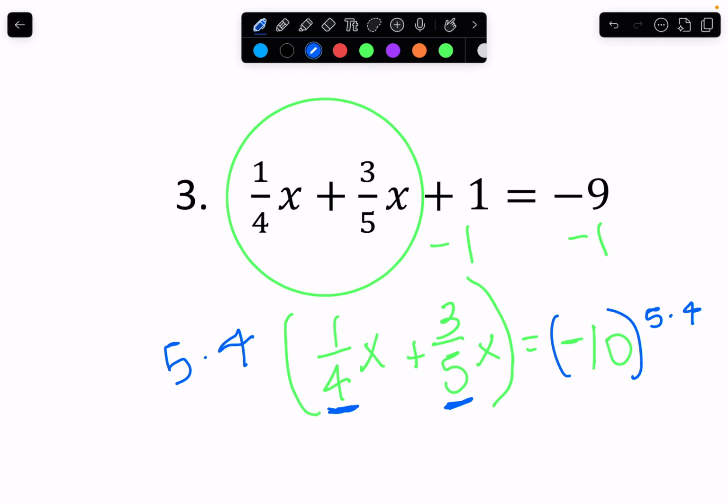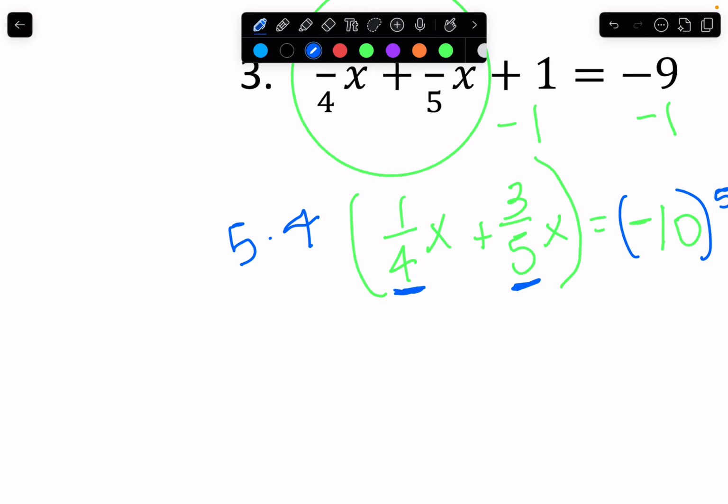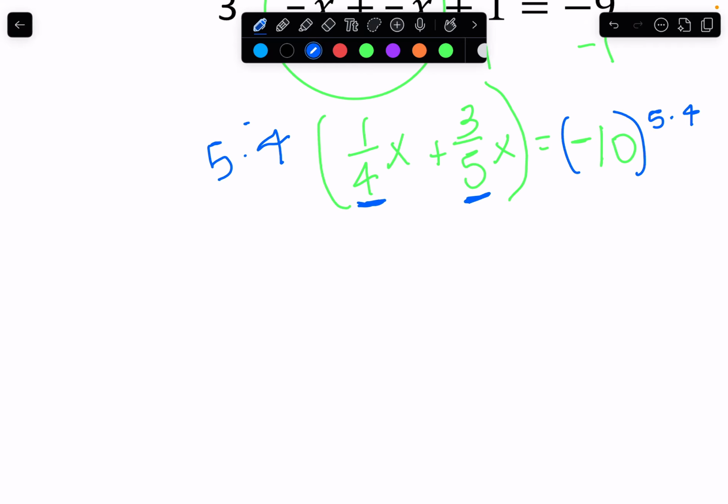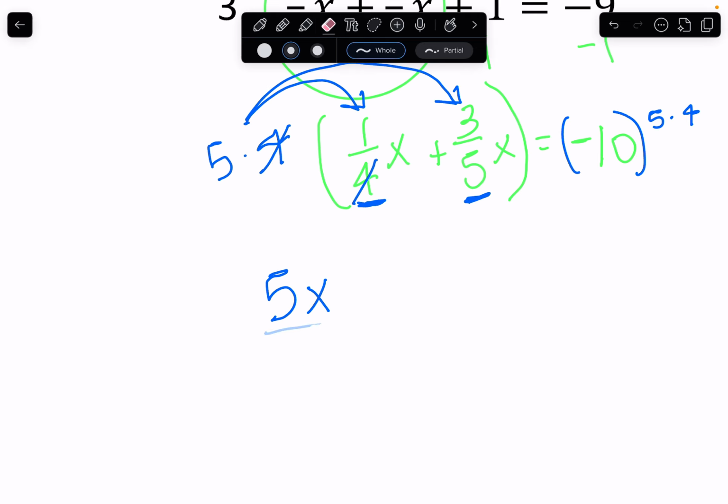If I multiply by 4 and by 5, we're going to multiply this number by 4 and 5 and this number by 4 and 5. It's the distributive property, just like we've been using all year, right? When I multiply 1/4 by 5 times 4, look what happens to my 4s. What am I left with? A 5 on top, and then I'm just left with a 1 on the bottom. Well, anything divided by 1 is just itself. That leaves you with a 5x. Oh, that's so much prettier.